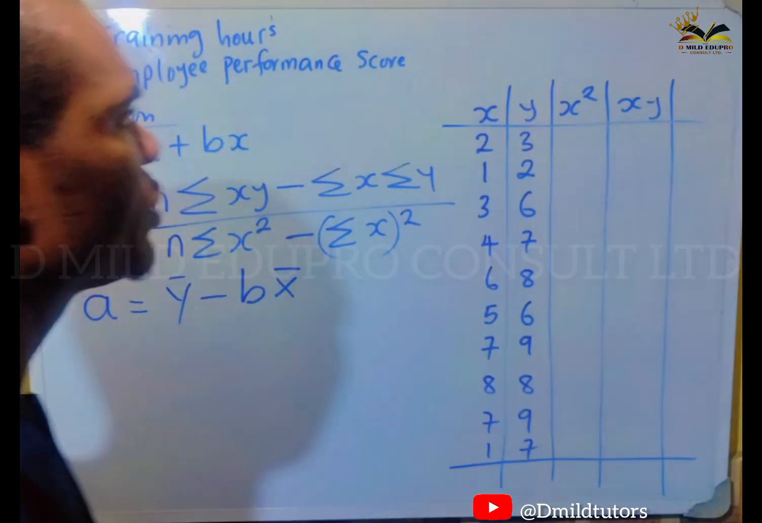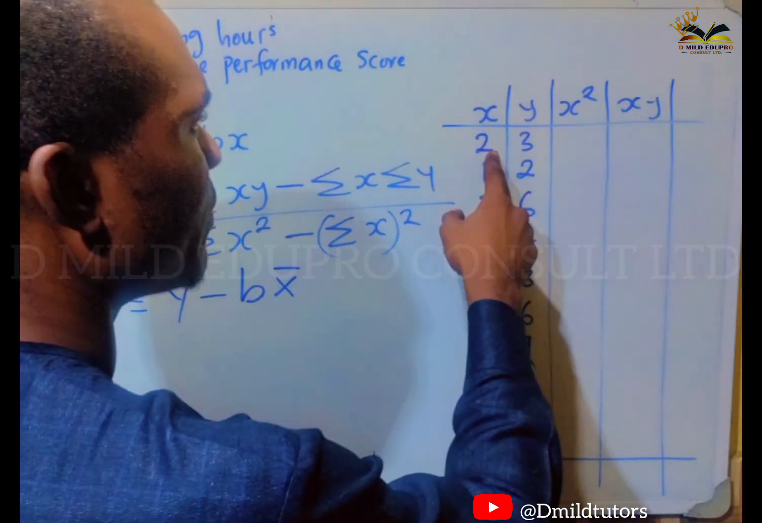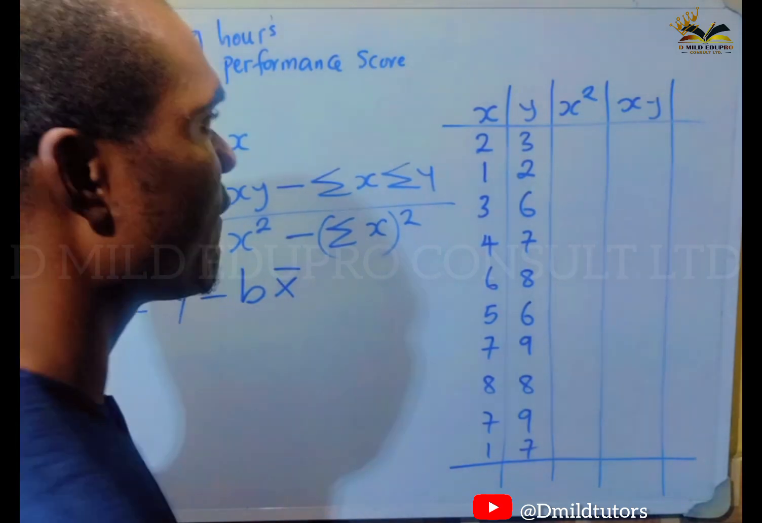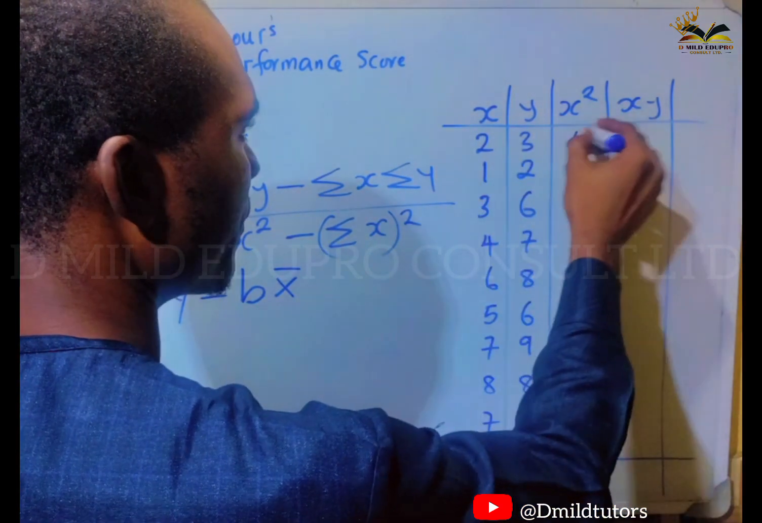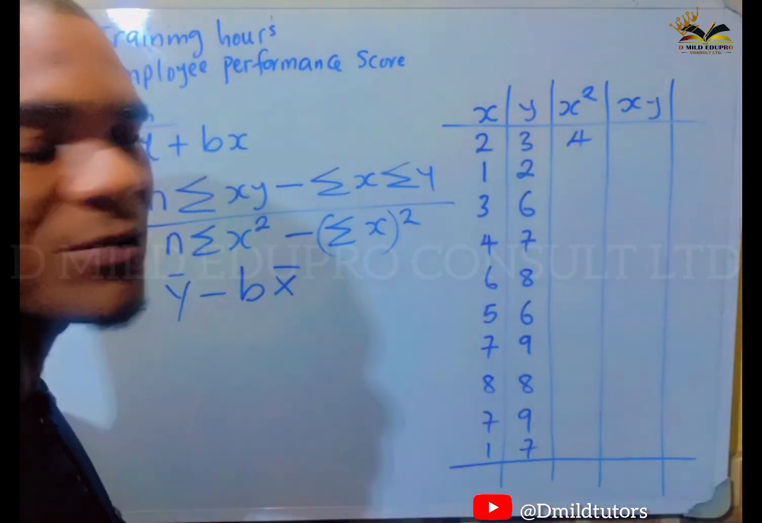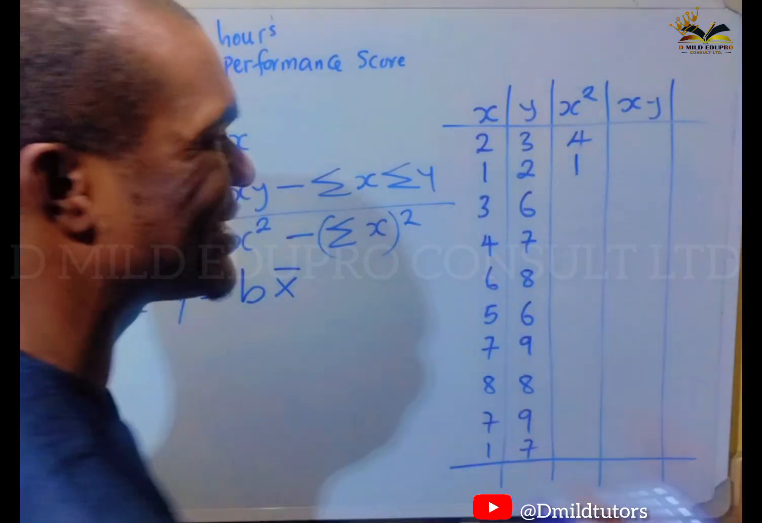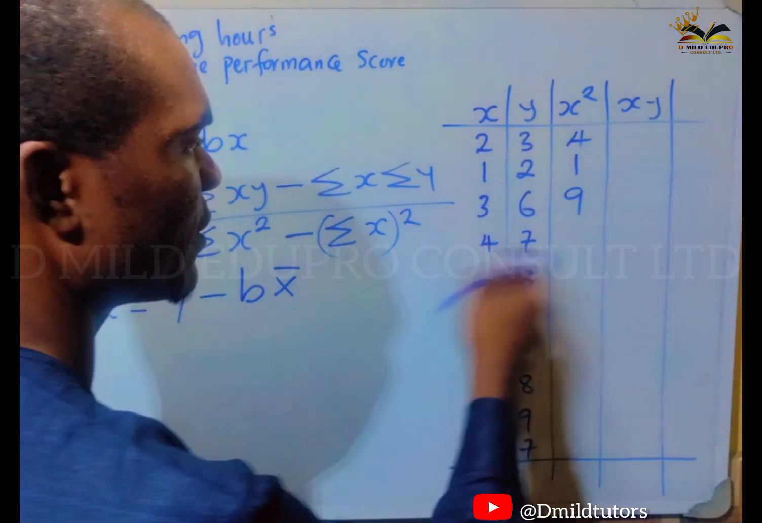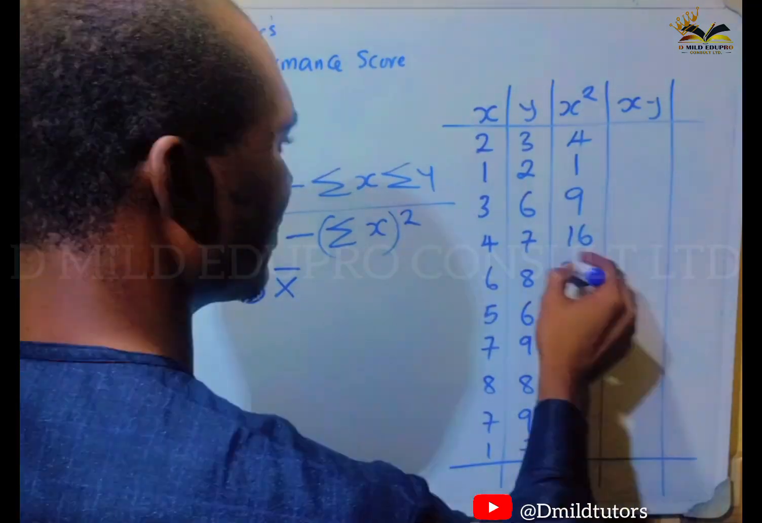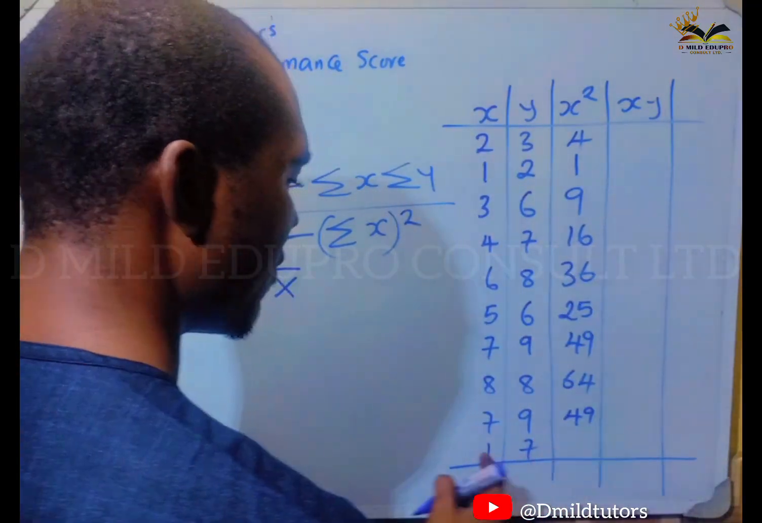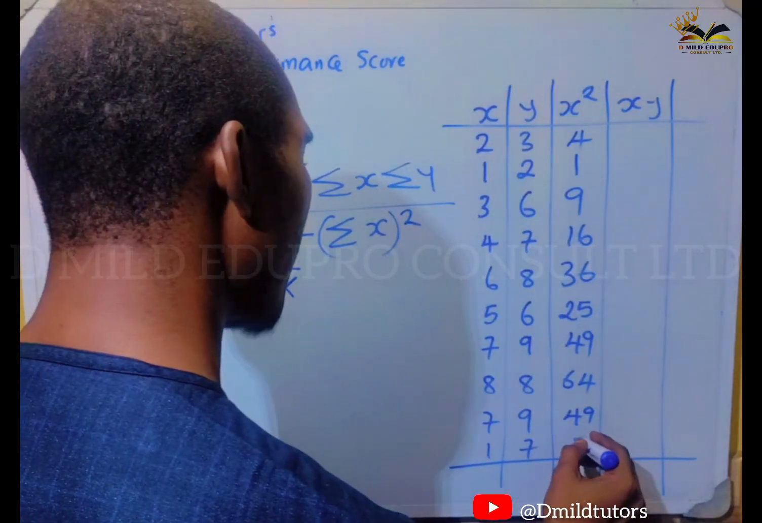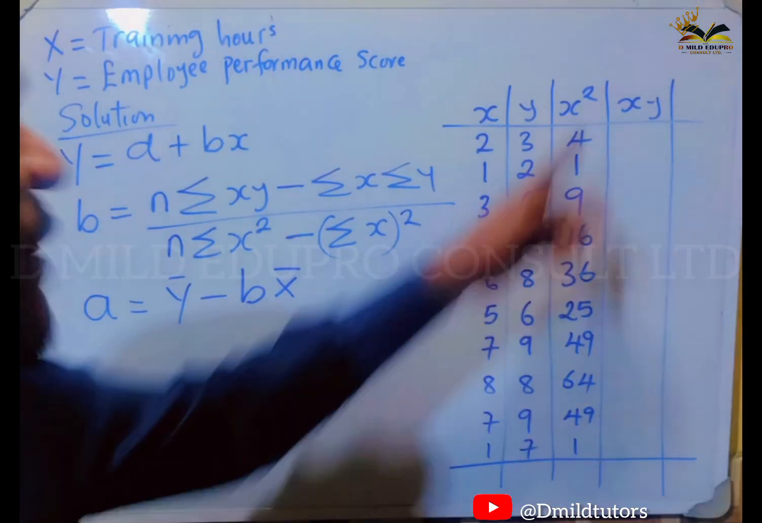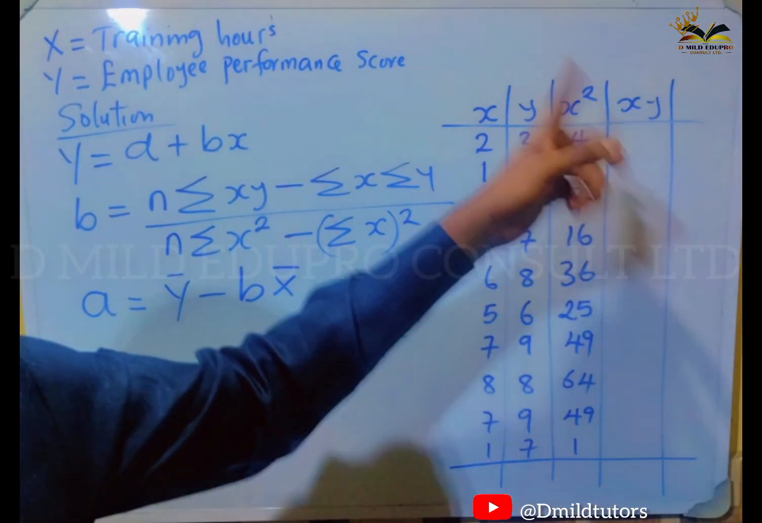Now, if you check, this is x raised to power 2, which is 2 times 2, you have 4. So here you have 4. 1 raised to power 2, 1 times 1 is 1. 3 raised to power 2 is 3 times 3, you have 9. 4 raised to power 2 is 4 times 4, you have 16. And then 1 raised to power 2, you have 1. Now, this is how you get this value for x raised to power 2.